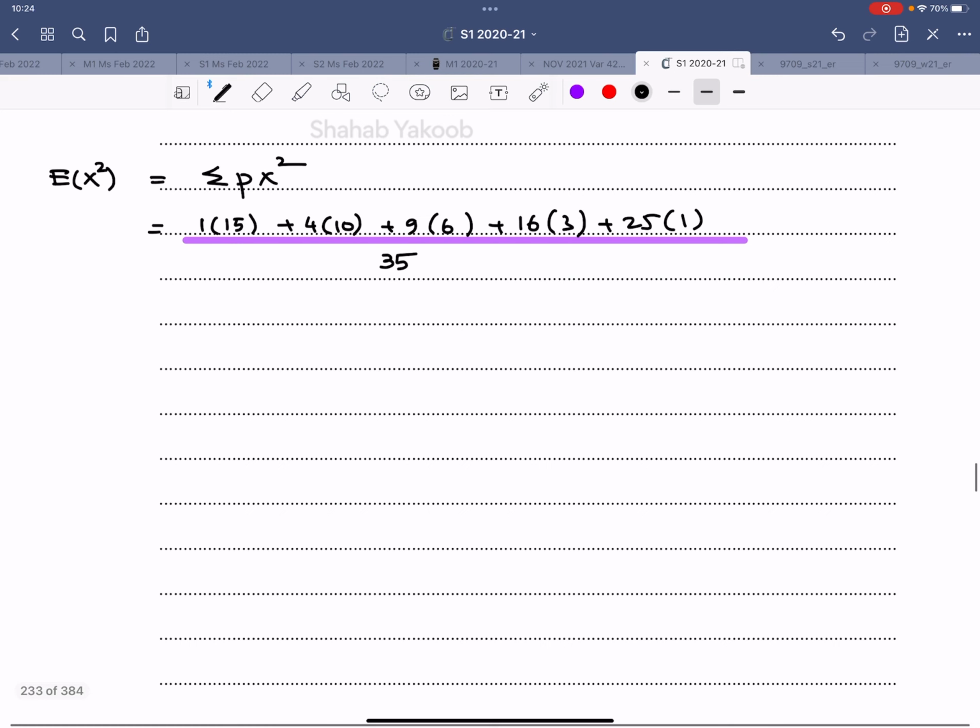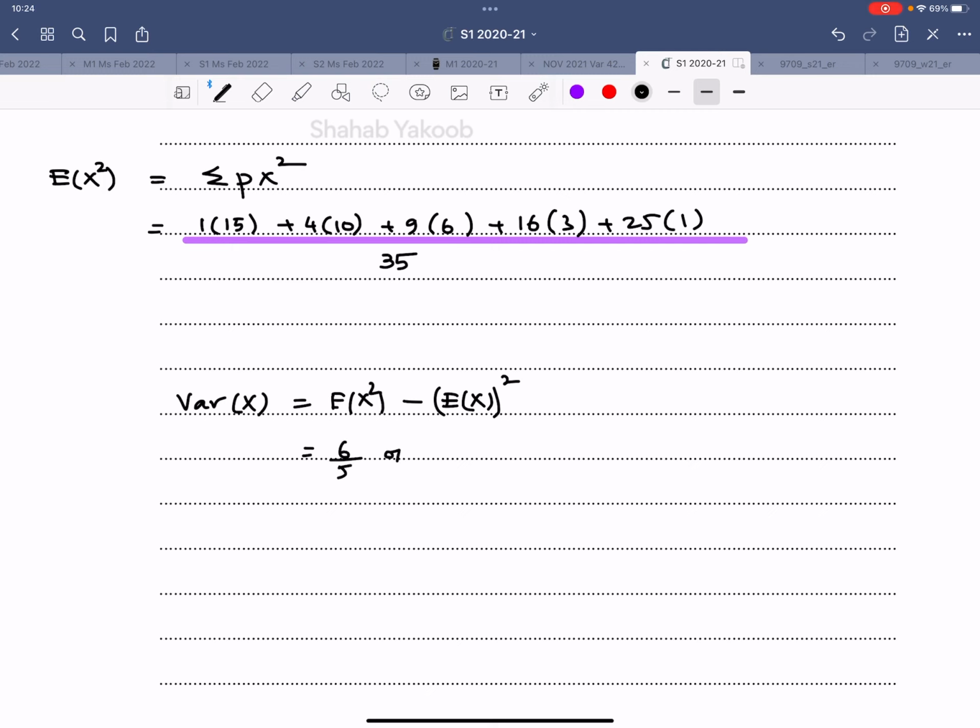Therefore variance of X is expectation of X square minus square of expectation of X. So the final answer is coming out to be 6 over 5 or 1.2. That's the very final answer.